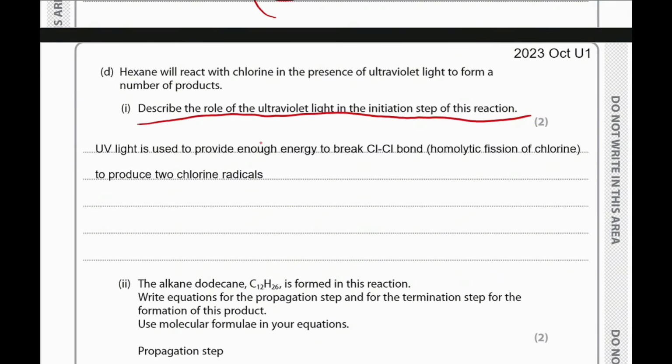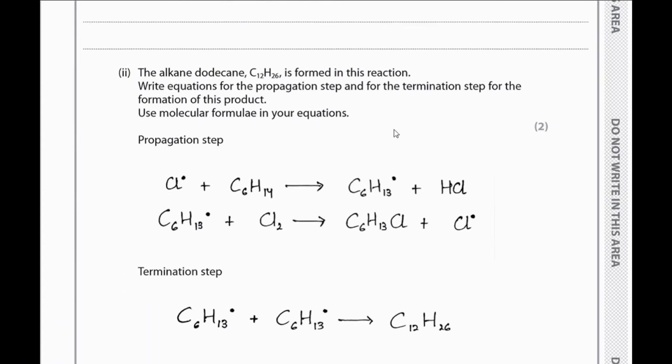A little while ago we saw the same type of question in October 24, and this is October 23, but it's just that instead of asking about homolytic or heterolytic, they have now asked why the UV light is required. See, the UV light is required to provide enough energy to break the Cl-Cl bond in order to produce 2 chlorine radicals. This is the reason why UV radiation is required.